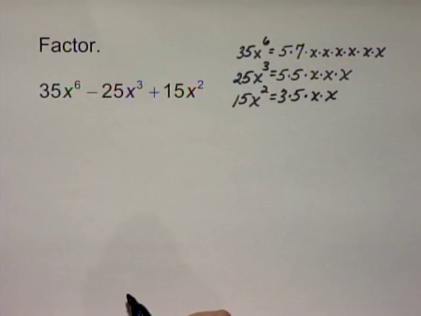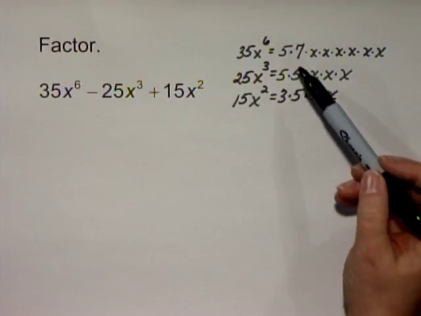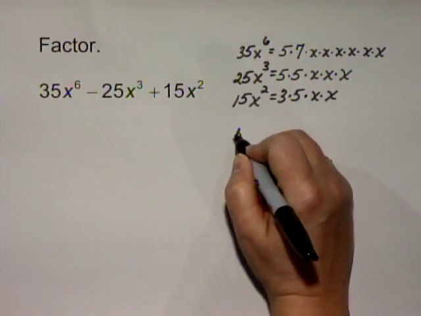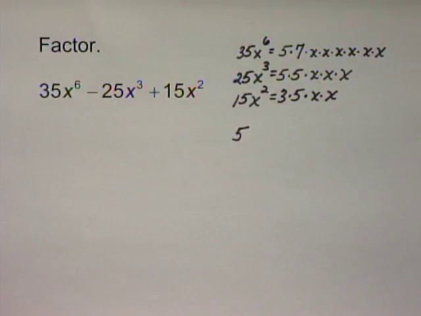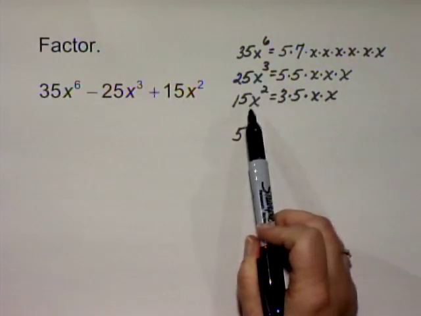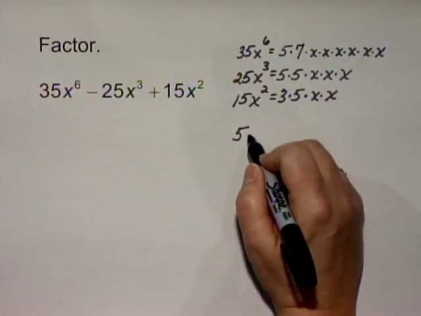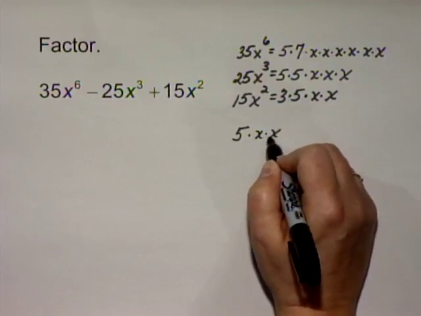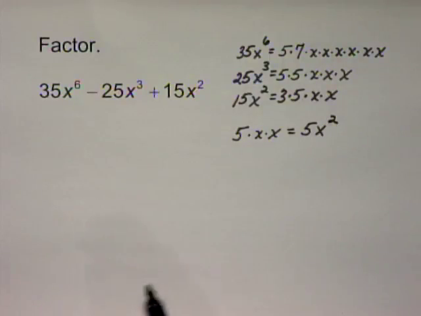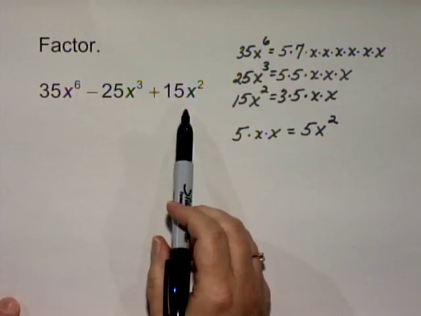Now I'm looking for the largest common factor, so first I'll look at the numbers here, and the only thing common to all 3 is 5. So 5 will be part of my largest common factor. Then I'll look at the variables, and there are 2 factors of x that are common to all 3 of these terms. So I will have 2 factors of x, or 5x squared. This is the largest common factor that I will factor out of this polynomial.